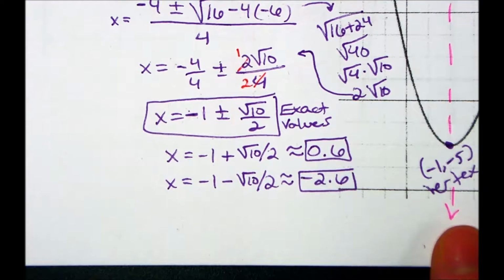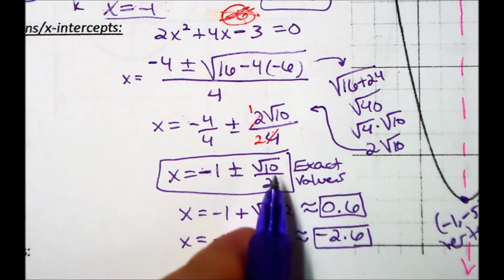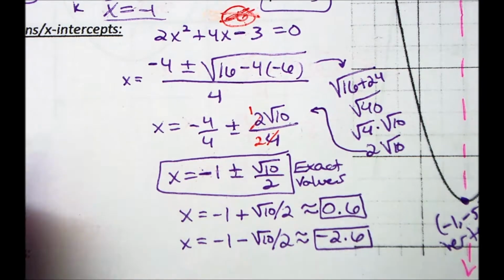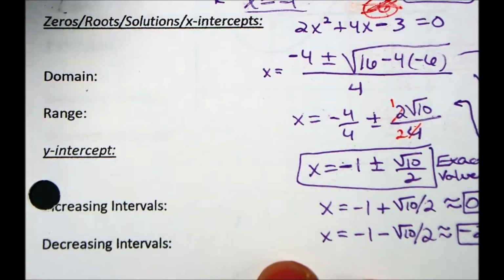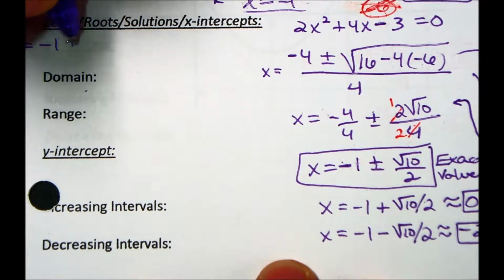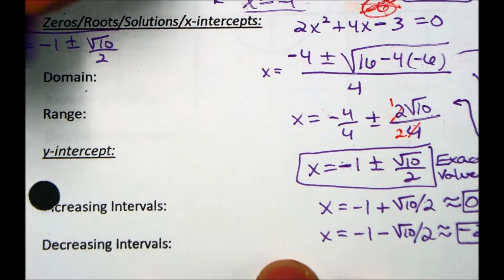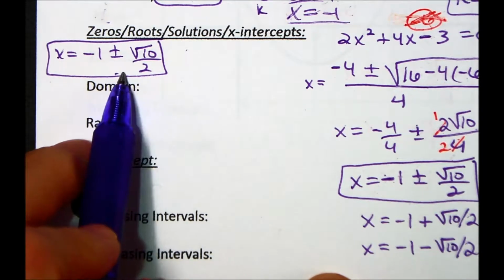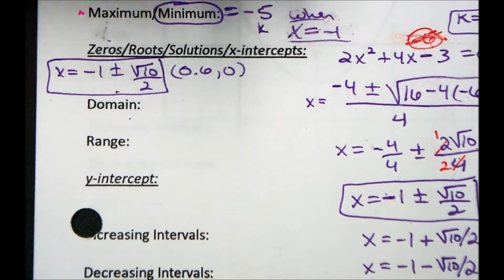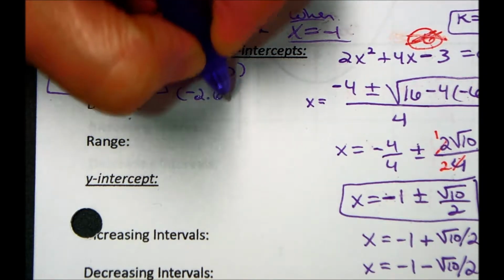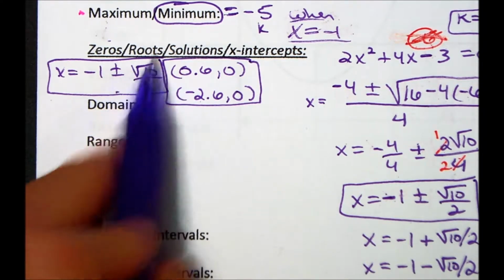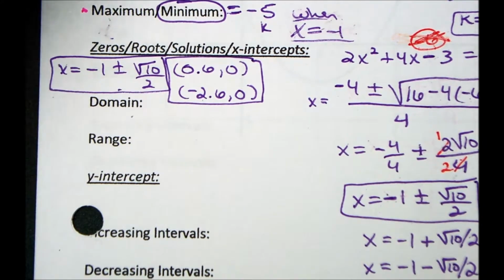So as far as what you're required to do, you will be required to solve this. You will be required to get the exact values and get the rounded answers when you're graphing. So if I were to ask what are the X-intercepts, well, let's see. The roots would be negative 1 plus minus square root of 10 over 2. And those would be your exact solutions. But your X-intercepts are points. There would be 2 points, the point 0.6, 0 and the point negative 2.6, 0. So there are 2 X-intercepts. So these would be your X-intercepts, these would be your solutions or your roots. And zeros are usually called the X-intercepts also.